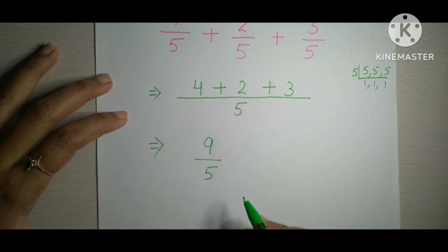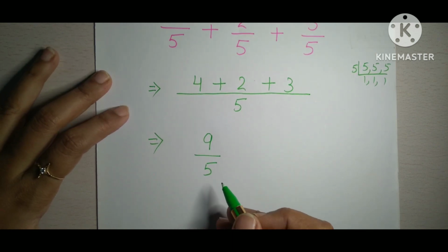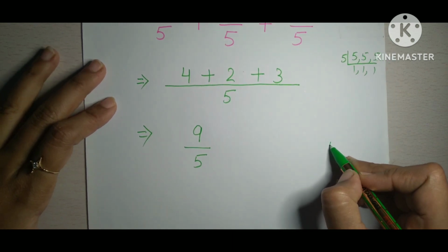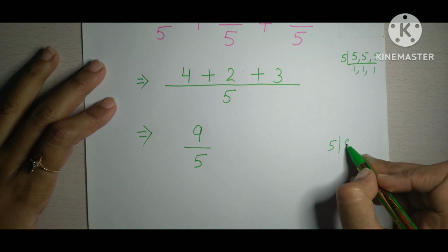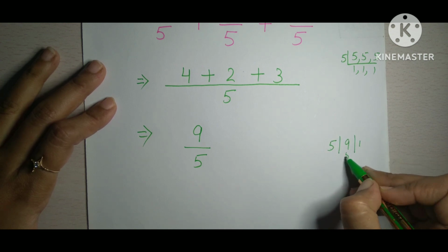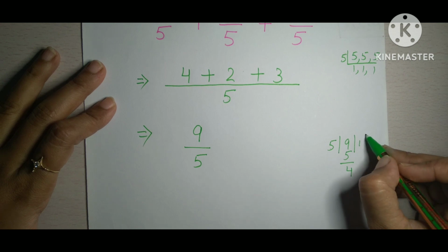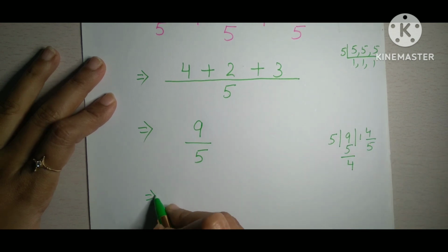Since this is an improper fraction, we will change it into mixed fraction. 5 is the divisor and 9 is the dividend. So we got the answer 1 4 by 5.